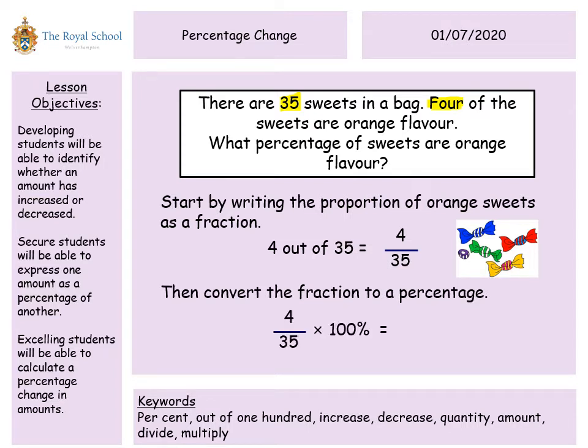So 4 divided by 35, then times by 100, gives us 11.4. Now in these cases you might find that some of your decimal numbers get quite long in their decimal places. So 1 or 2 decimal places is going to be more than sufficient usually, but do have a look in the question and see what rounding is needed. Again, if you need help with rounding, you can go back to one of our first lessons that we had during the lockdown period, and you've got a lesson on rounding there.